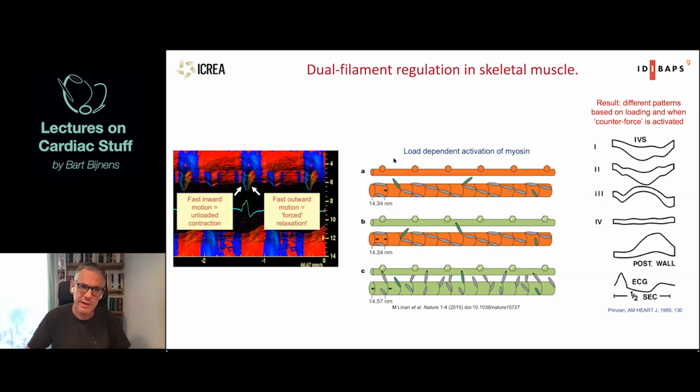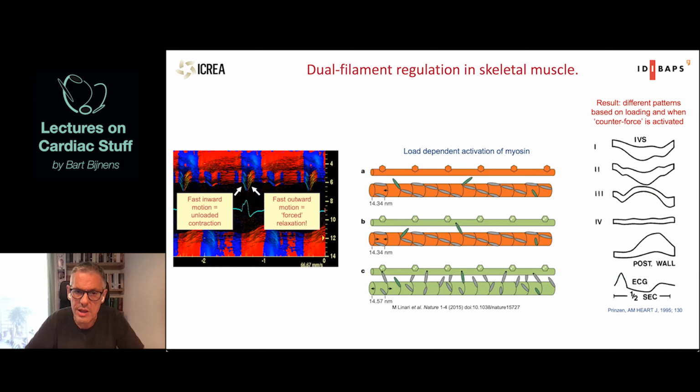Now, it's a little bit more difficult to understand why you would have this fast outward motion when the other wall is contracting. What you would expect is that this segment starts to contract and has cross-bridge formations, which means it is developing force at the moment that the other segments are contracting, so it does represent a load compared to the other ones, which are not contracting yet.